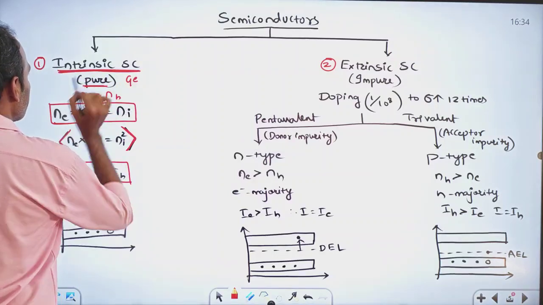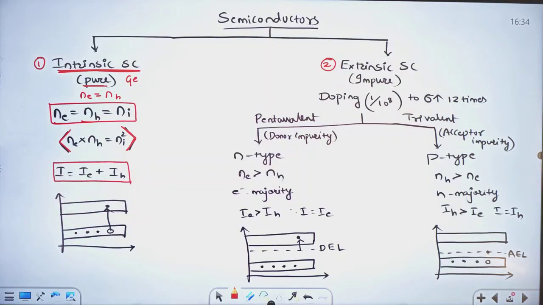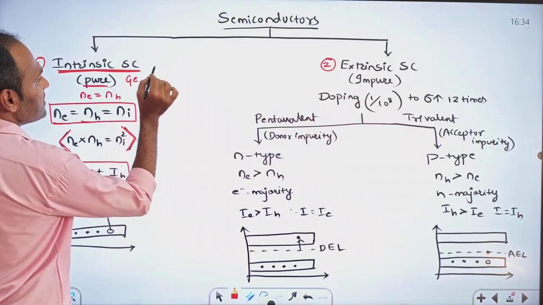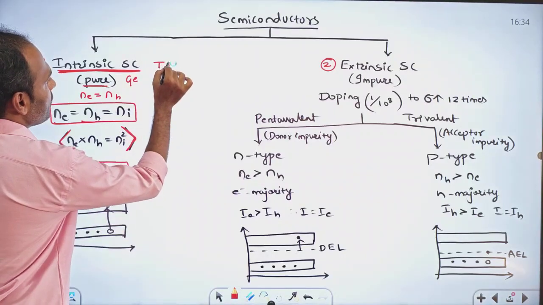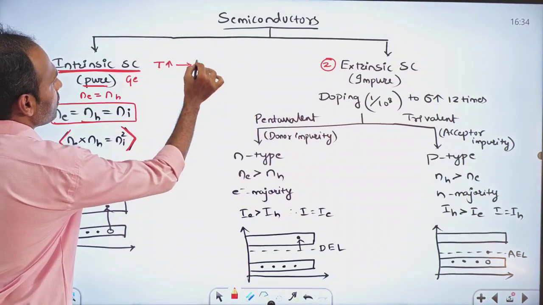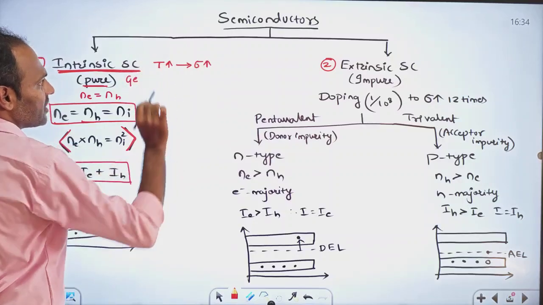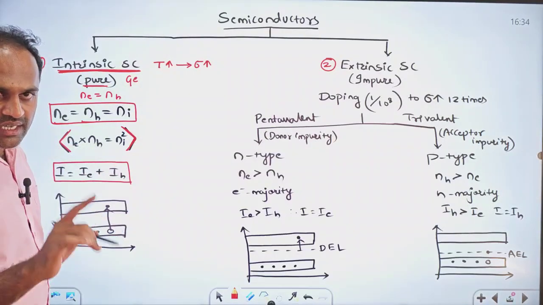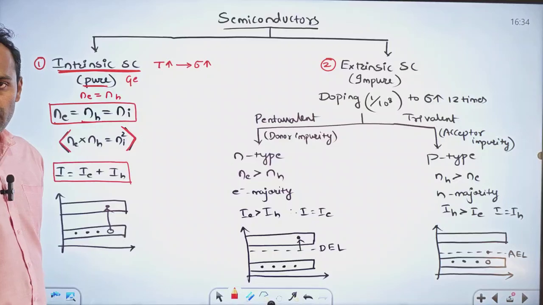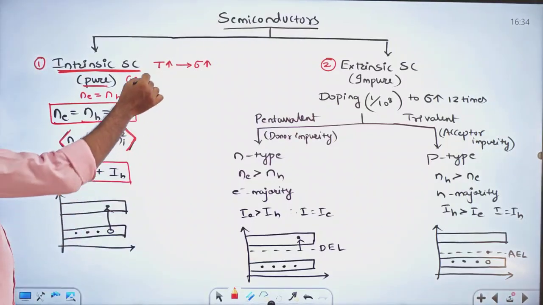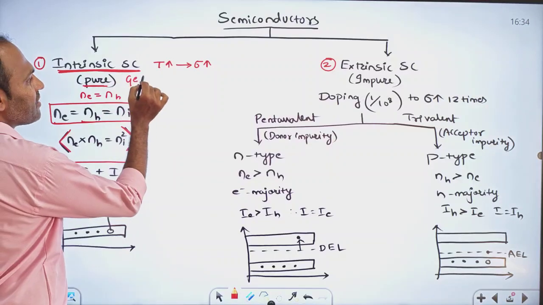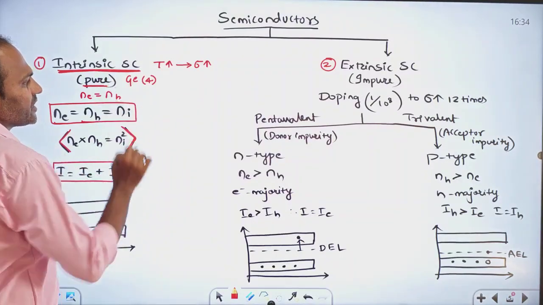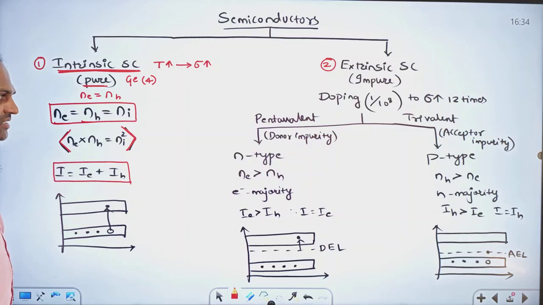Next note, in intrinsic semiconductor, if you want to increase the conductivity, you have only one option. You have to increase the temperature, then only the conductivity of the intrinsic semiconductor increases. So to increase the conductivity, you have to raise the temperature. That is what you have to do. Now look, if you increase the temperature, germanium is a tetravalent element. Tetravalent means what? It has 4 valence electrons.